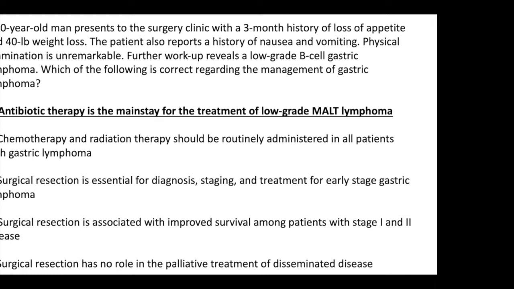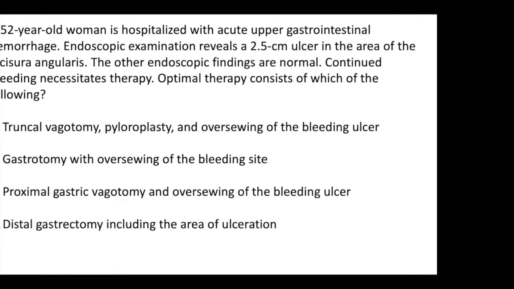All right, we'll go back to you, Connor. A 52-year-old woman is hospitalized with an acute upper GI bleed. Endoscopy reveals a 2.5 centimeter ulcer in the area of the incisura angularis. The other endoscopic findings are normal. Continued bleeding necessitates therapy. Which of the following is the optimal therapy? The options include various gastrotomy and oversewing procedures for the bleeding ulcer, proximal gastric ulcer, and distal resection.